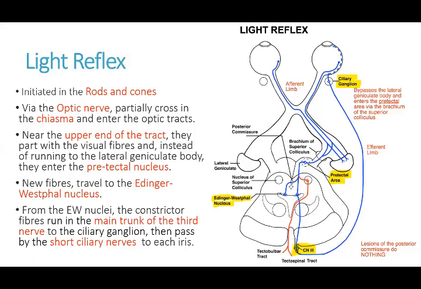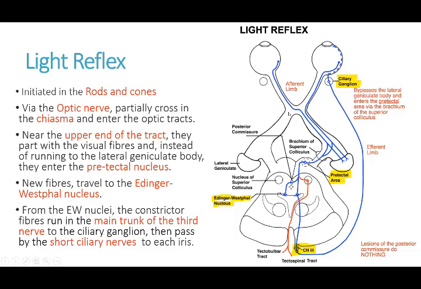Now, new fibers from the pretectal area, that's the third order neuron, travel to the Edinger-Westphal nucleus, which is over here. Okay, so Edinger-Westphal nucleus. From the Edinger-Westphal nucleus, the constrictor fibers run in the main trunk of the third nerve and to the ciliary ganglion here. And they reach the iris via the short ciliary nerves. So you get it? This is the afferent.